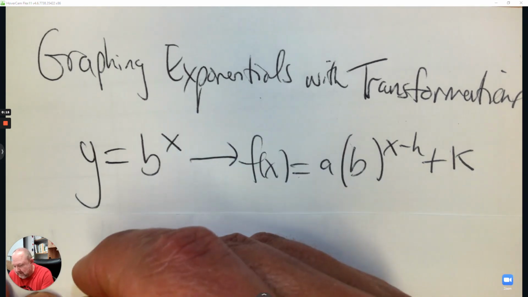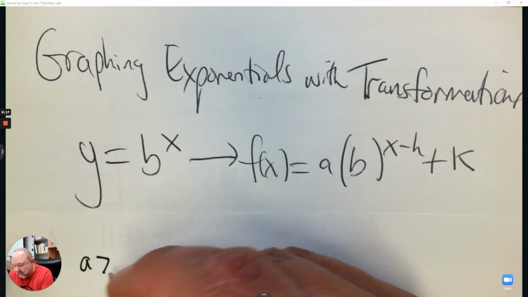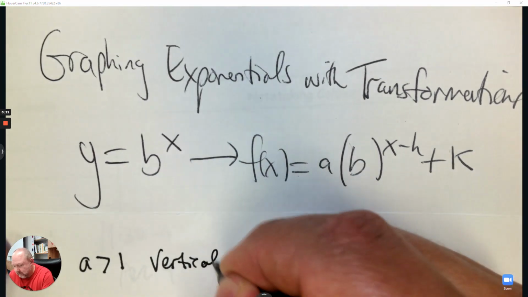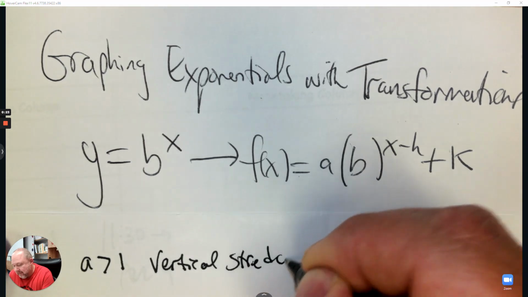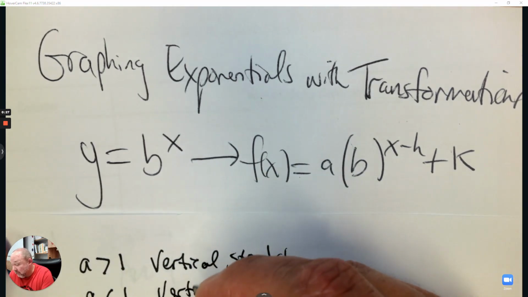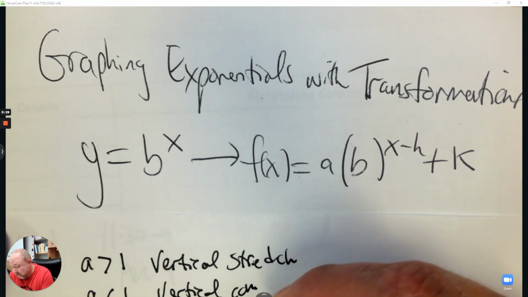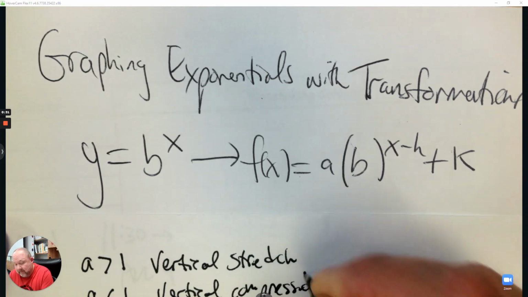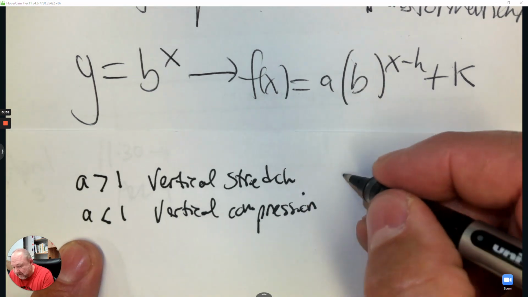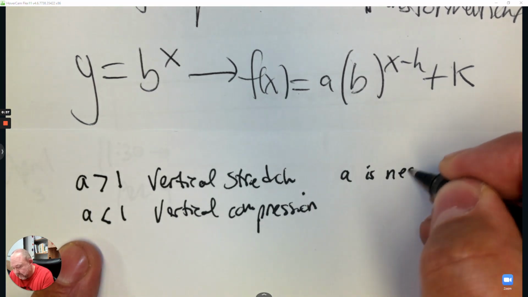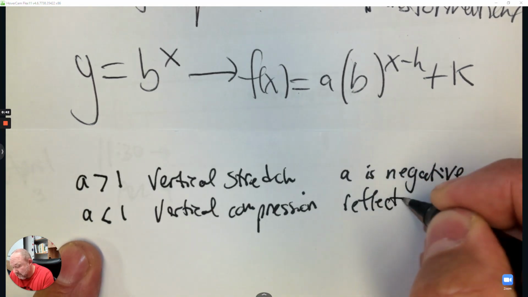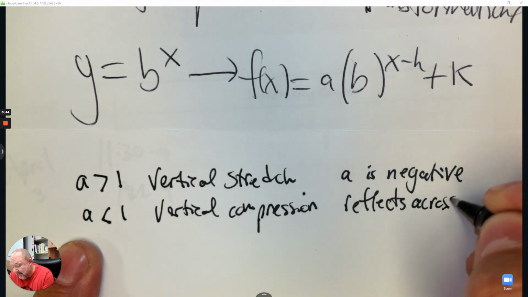When you multiply in front, if that number is bigger than 1, then that creates what's called a vertical stretch. And if that number is a fraction less than 1, it creates what's called a vertical compression. If that number is negative, it creates a reflection. And it reflects across the x-axis.